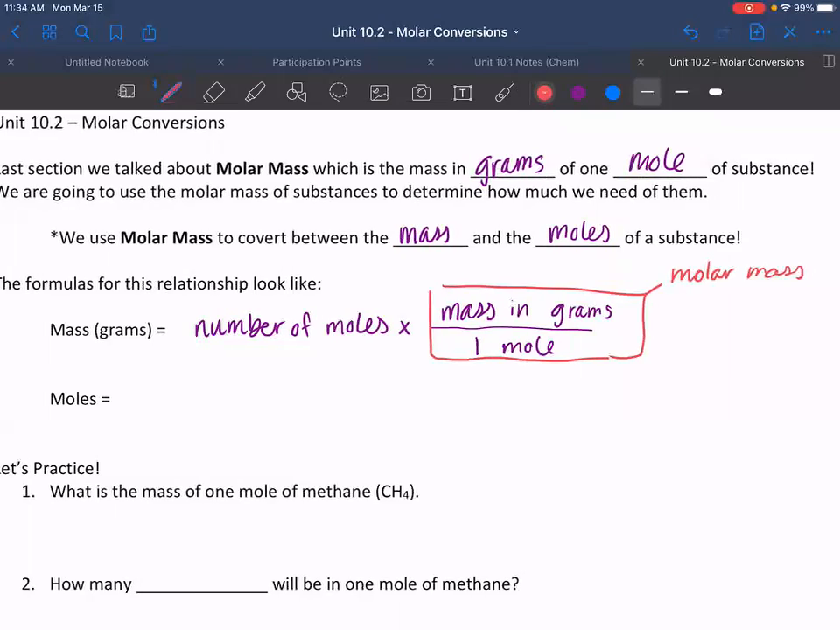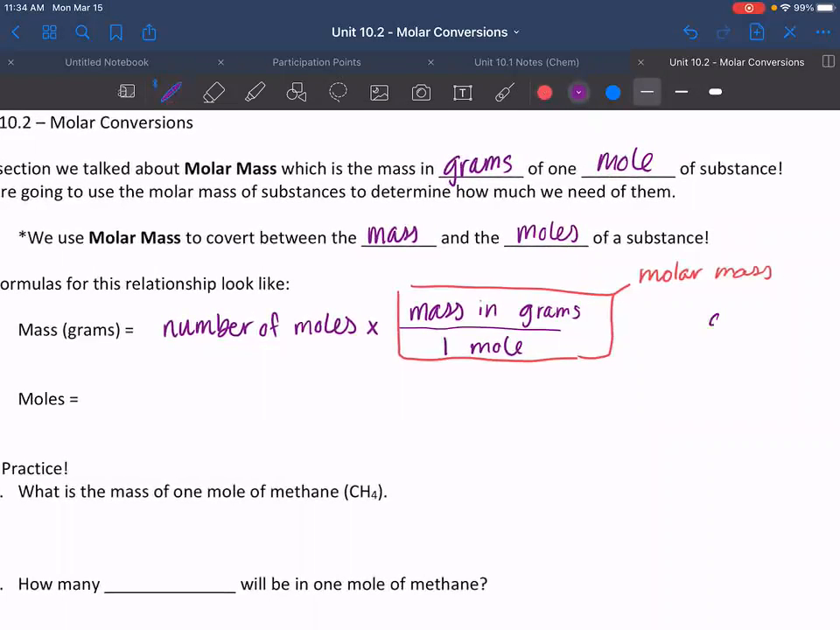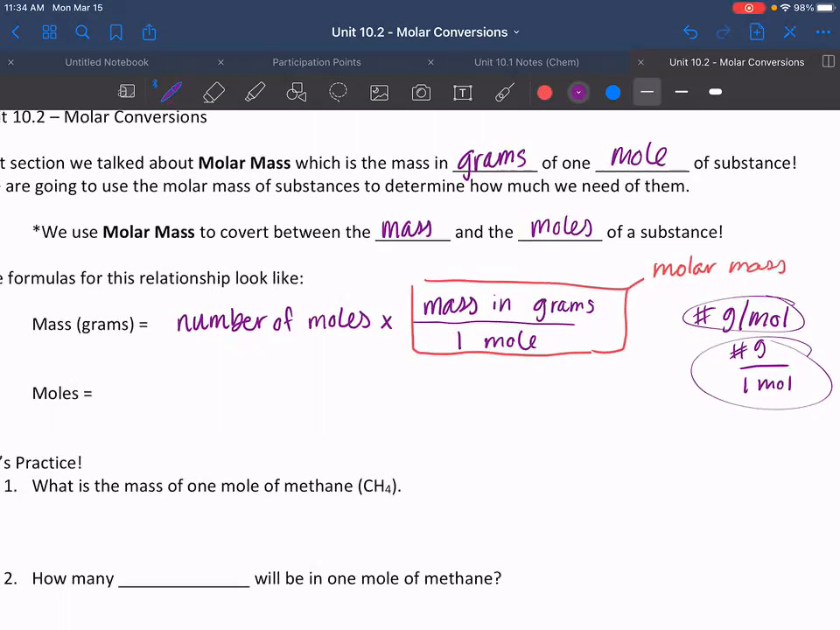Because what you guys are used to seeing is I write it as G/MOL. It's the same thing to put G over 1 MOL. We just typically have some sort of number representing our grams. So this is just different ways to write molar mass. Any questions on that? Like I said, it might be a little weird at first. When we start doing practice problems, hopefully it'll start to make sense where all these parts are coming from.